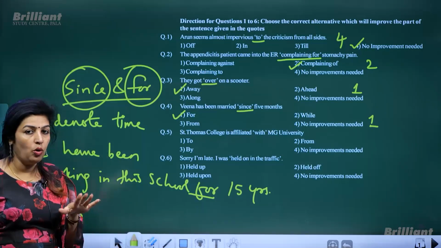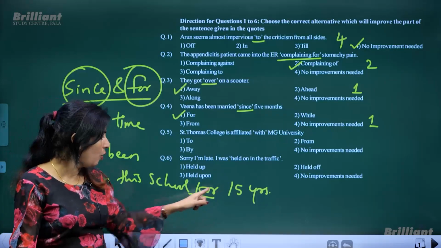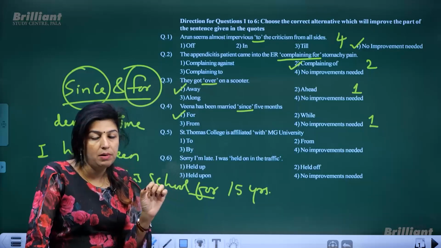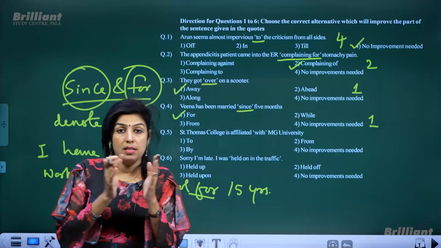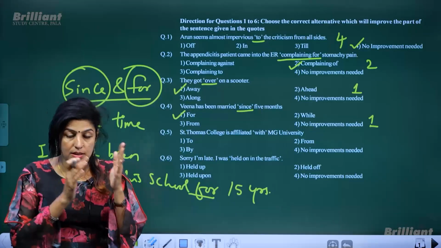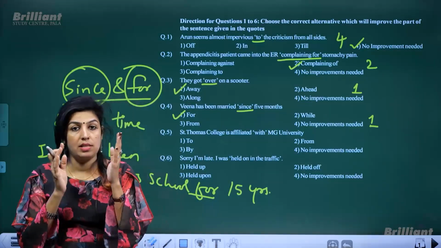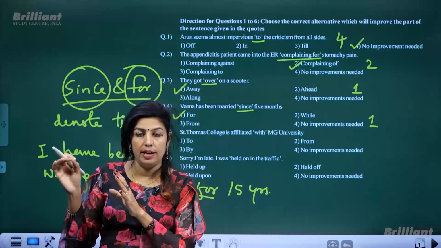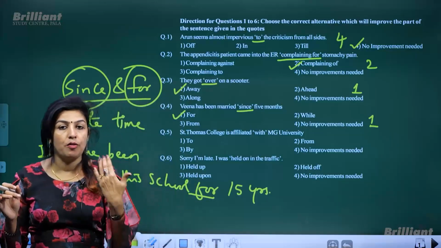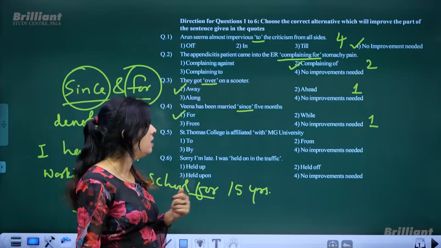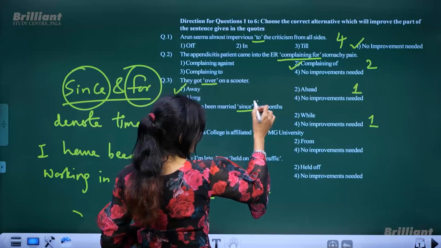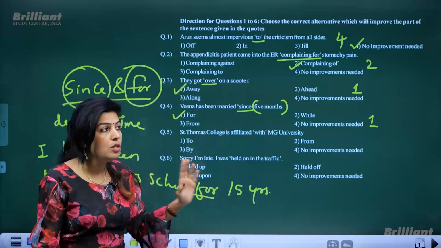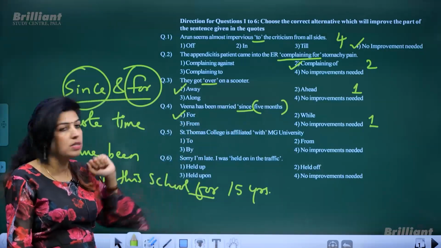In case I need to give you only the duration of time, I have to go for for, not since. So since is used with an exact point of time. That means since 1915, since 2018, since 2000, or since 5:30 p.m. So, exact point of time. And for means duration: for 5 months, for 6 months, for 5 minutes, for 10 minutes, etc. Here it is 5 months, so duration is given, not an exact point of time. So I cannot use since, instead I have to use for.